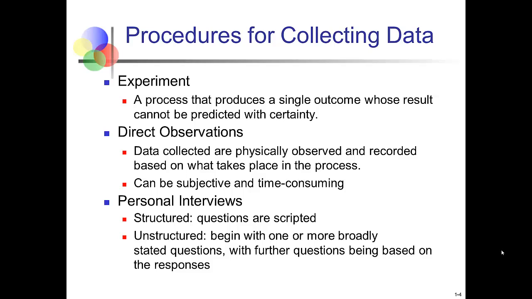So an experiment actually is any kind of thing that we do that's going to give us an outcome, and the outcome is uncertain. So when you perform an experiment, you know how to do this in the science lab, you don't know exactly what's going to happen, but you try it and you record the data. Well, we do the same thing in business.